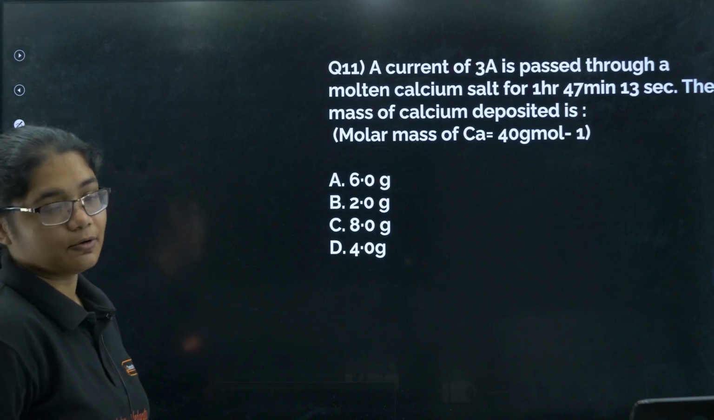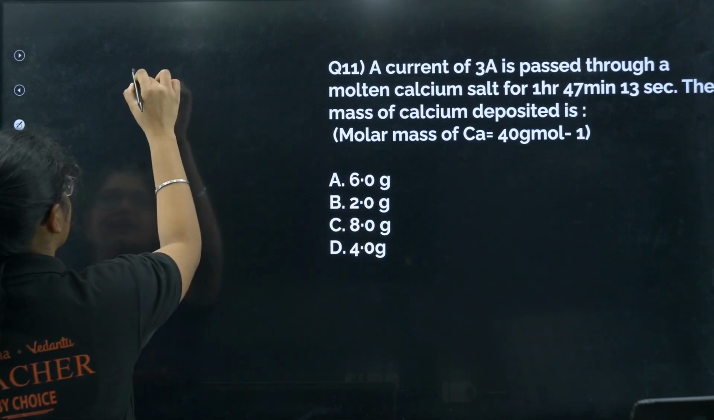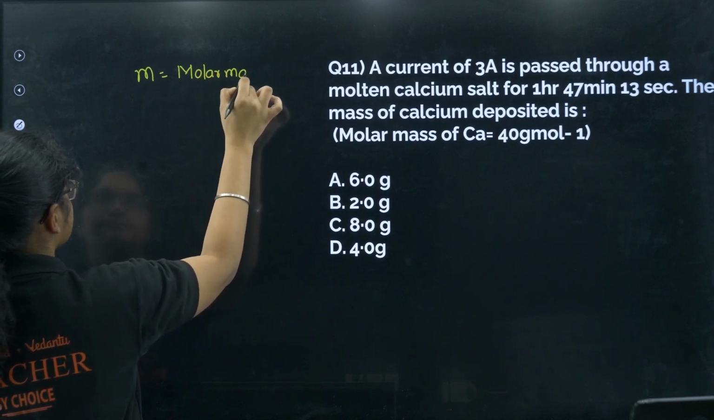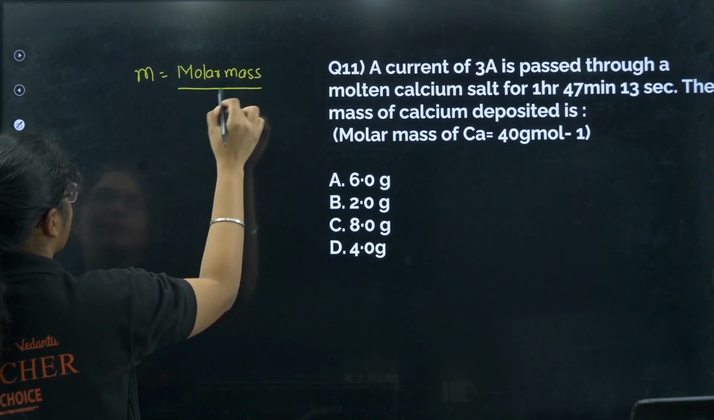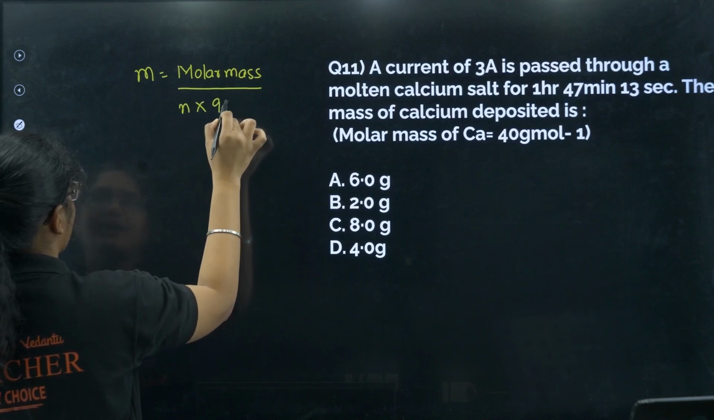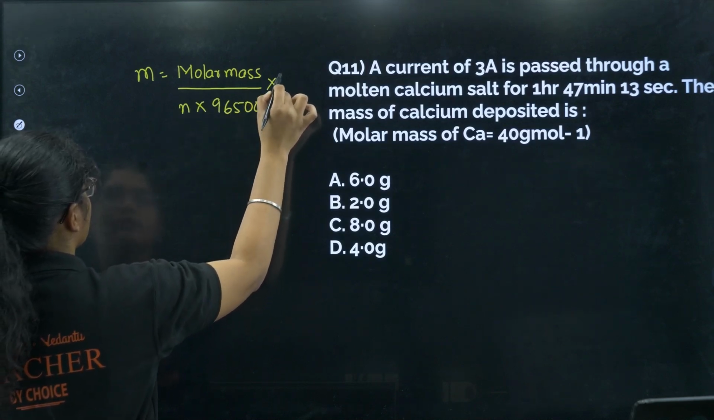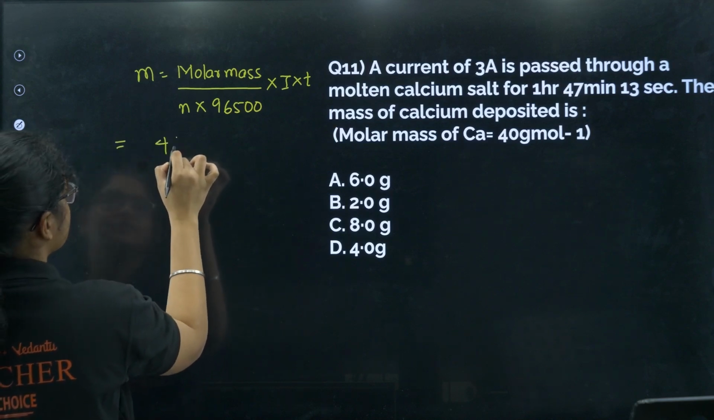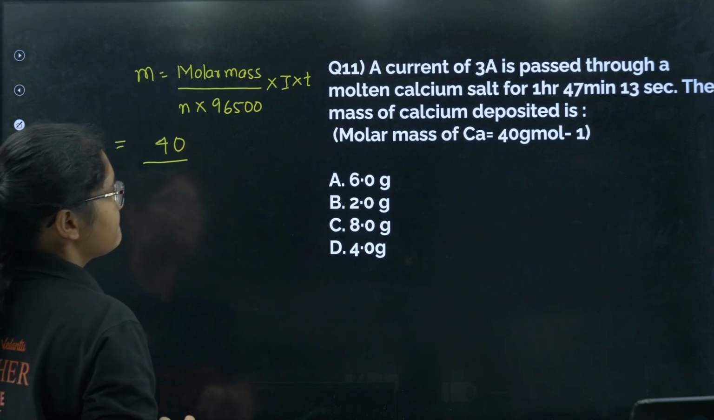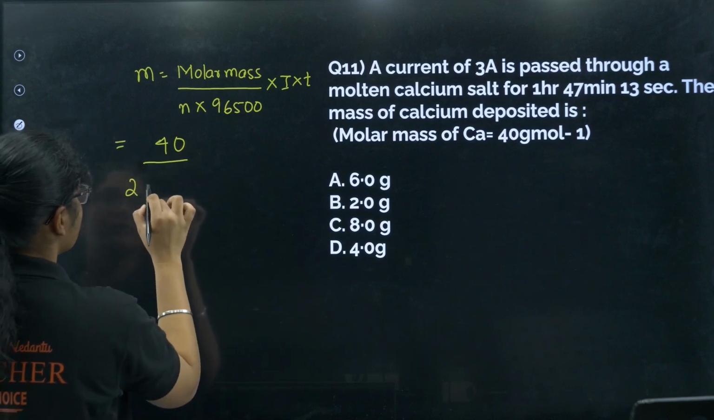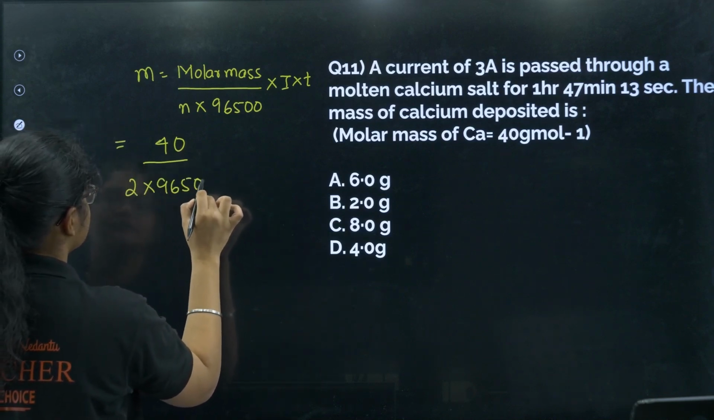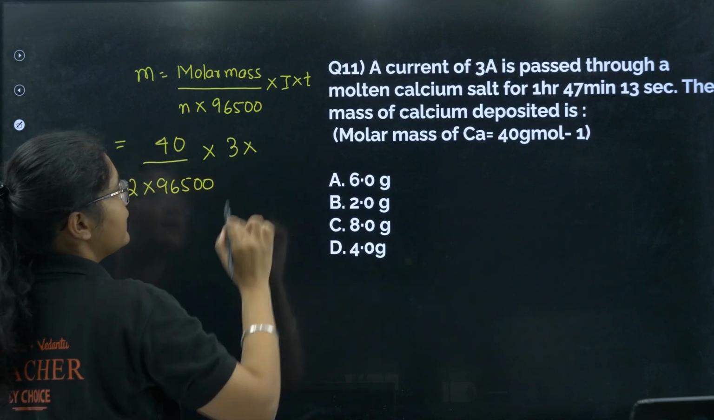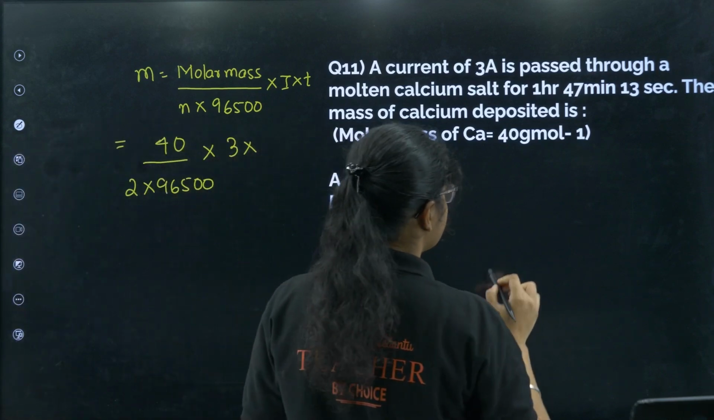The mass of calcium deposited is, direct formula, m is equal to Z into I into T, or m is equal to molar mass divided by N into 96500 into I into T, right? So what is molar mass here? 40 grams, okay, divided by N is equal to 2 into 96500 into I value is 3 and time value is 1 hour 47 minutes and 13 seconds.